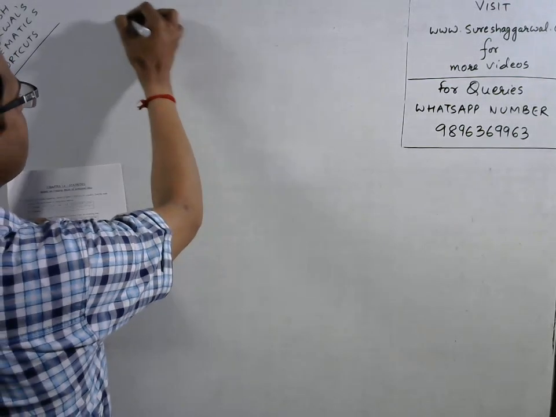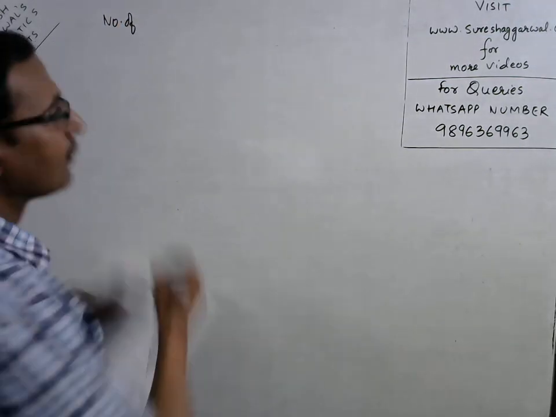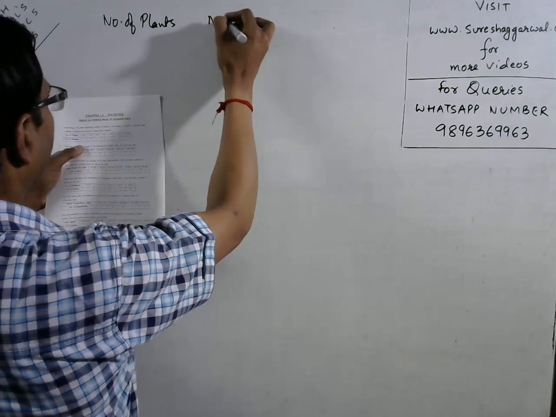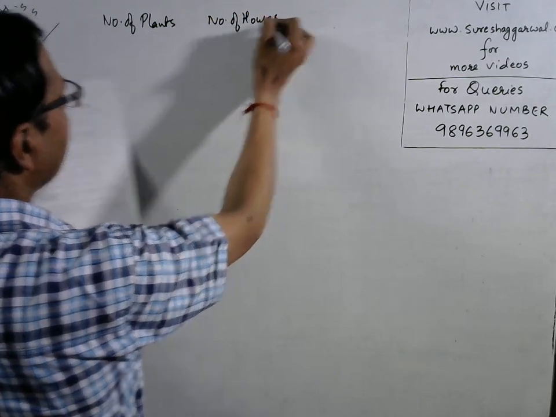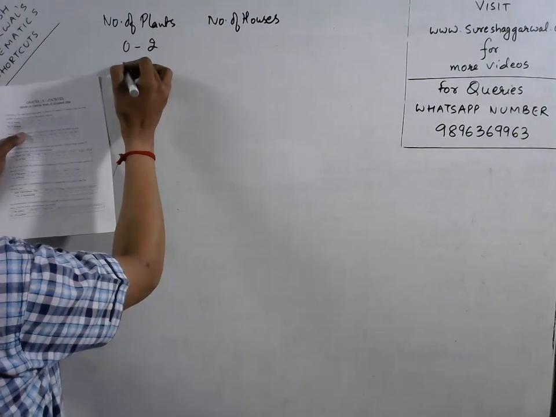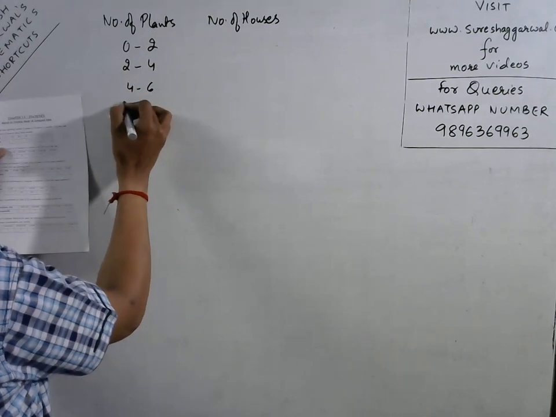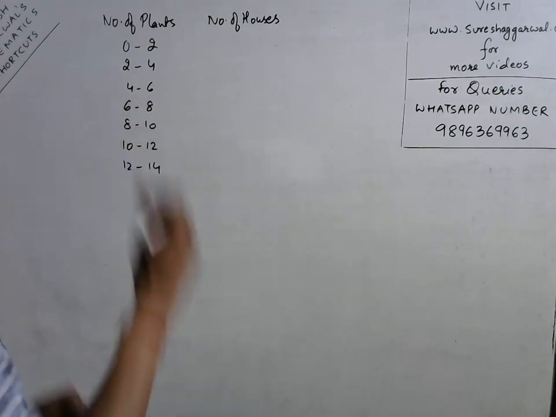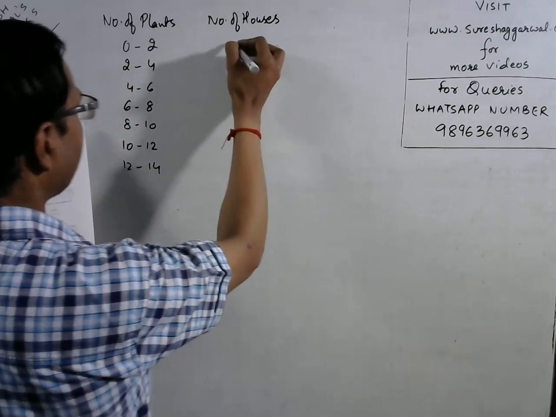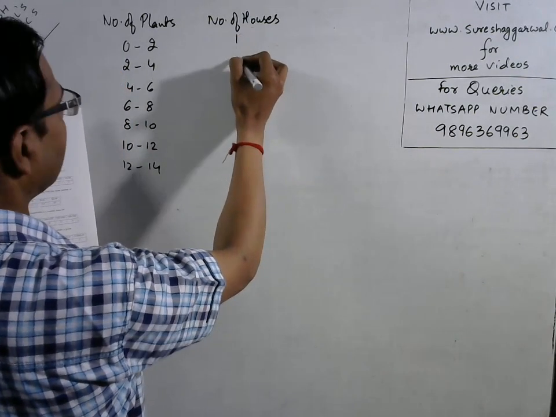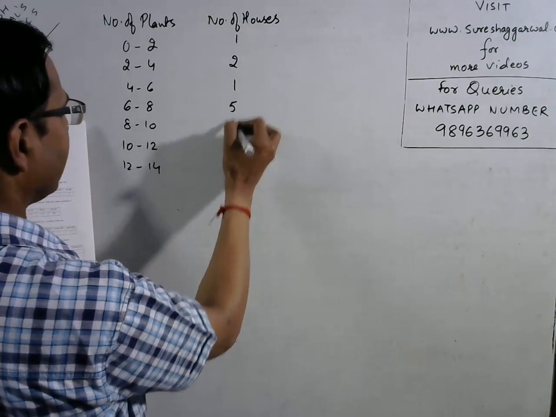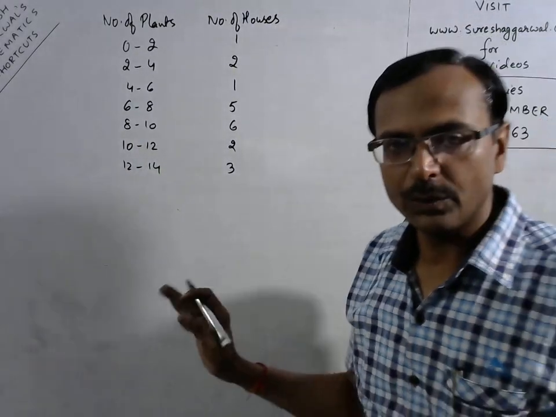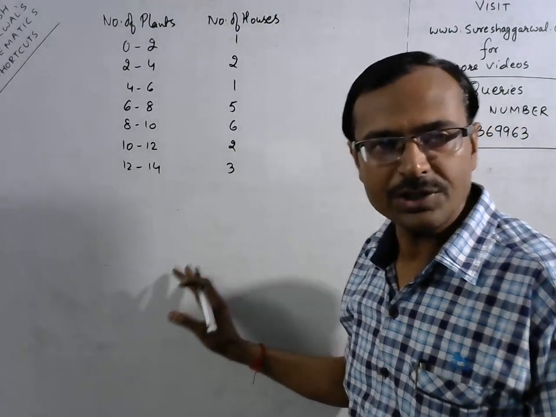Now see, we have a question: number of plants and number of houses. See, number of plants, the class intervals given are these. So these are the class intervals which are given in the question, and the number of houses, that is the frequency which is given, is 1, 2, 1, 5, 6, 2, 3. Now this is the question which we are going to do in the calculation of mean.